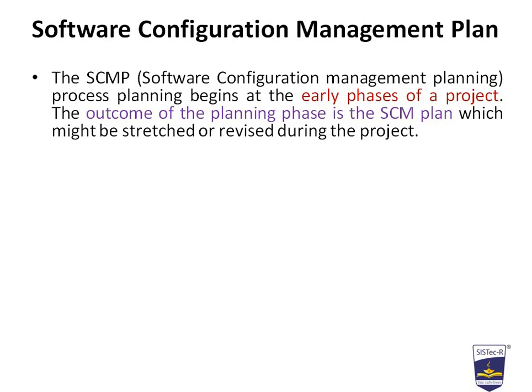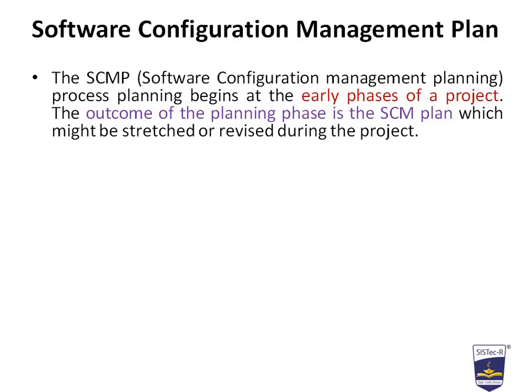Let's start with the software configuration management plan. Why SCM is needed and why we create a plan, we need to understand that. The SCMP, or software configuration management planning process, begins at the early phase of a project. Actually, planning is very important. You all know that. So all the configurational things, managerial things of the project, we decide in an early phase. The outcome of the planning phase is the SCM plan, which might be stretched or revised during the project.